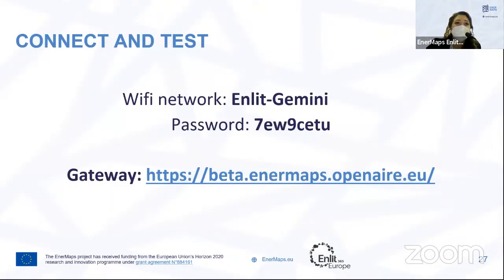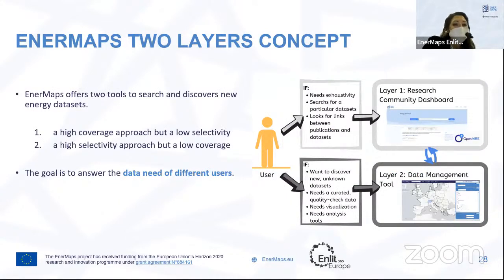So we enter into the very practical aspect of today's training. If you want to connect to the gateway, please type beta.enermaps.openaire.eu and be aware that this is the beta version. The release version will be enermaps.openaire.eu. You can access that as well, but it doesn't provide the latest updates. And for the attendees in person, the Wi-Fi network is Enlit Gemini and the password is 7EW9CETU.